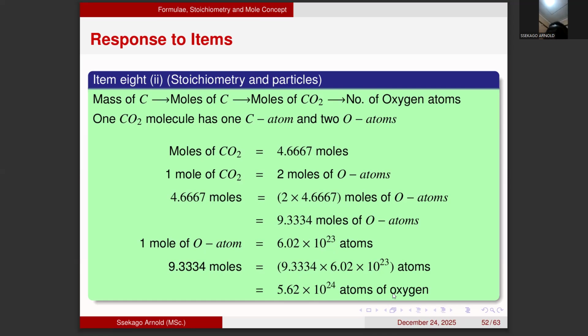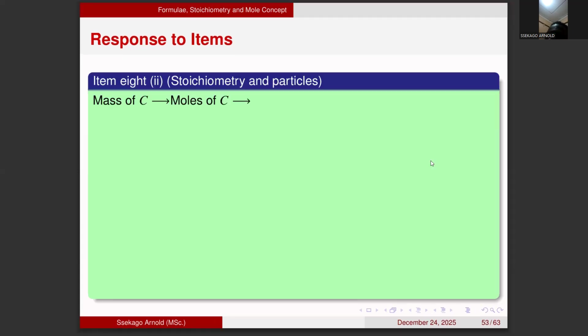Hope you've seen where the difference is between Roman 1 and Roman 2. Roman 1 required molecules. Here we want atoms present in carbon dioxide. And carbon dioxide has what? It has 1 carbon atom. It also has 2 oxygen atoms. So in this approach, we have to find atoms of oxygen and atoms of carbon. Here we have calculated atoms of oxygen. Next, we calculate atoms of carbon. Still, we shall have this pathway.